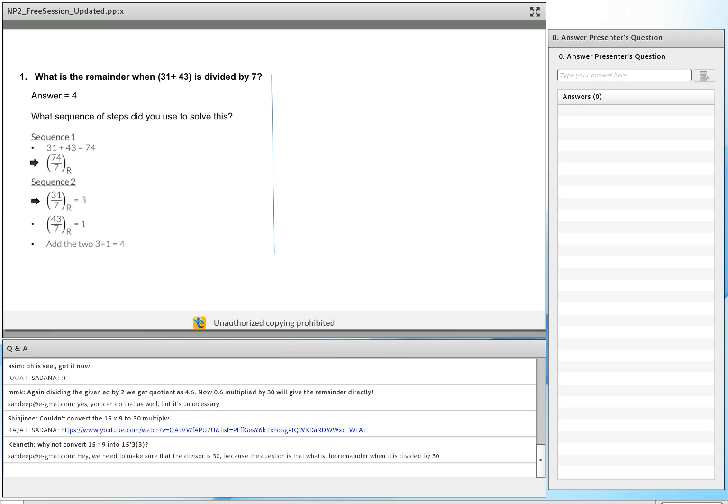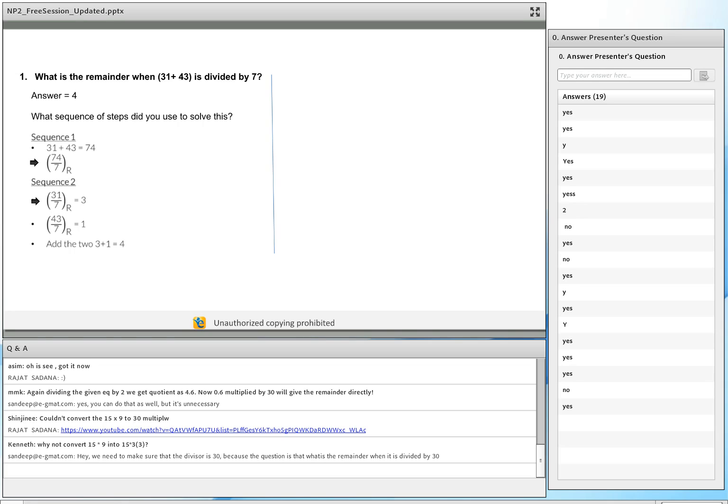So the remainder of a sum is equal to the sum of remainders. Do you guys get this? The remainder of the sum is equal to the sum of remainders. All right. Now, what's the constraint here? What's the constraint?